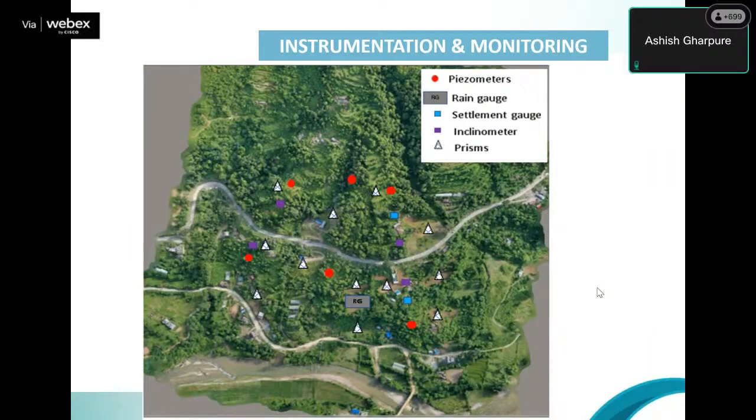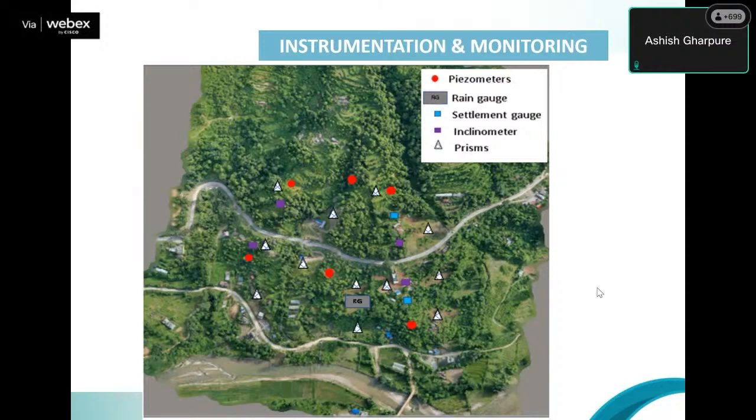Even these things should be planned. The instrumentation can be planned. How to give it? I'm just showing one picture. This is from Nepal, where we had worked. The location is probably Ramche in the northern part of Nepal. So where to put which kind of instrument so that we get the data we want.